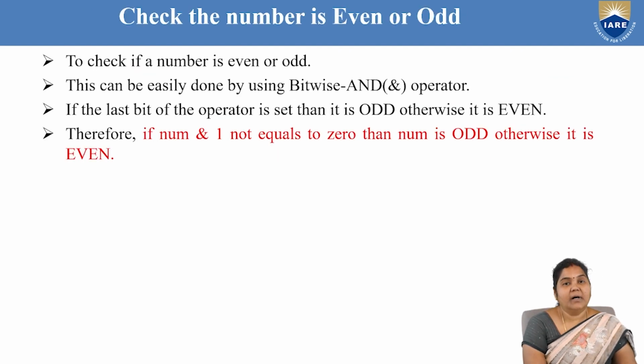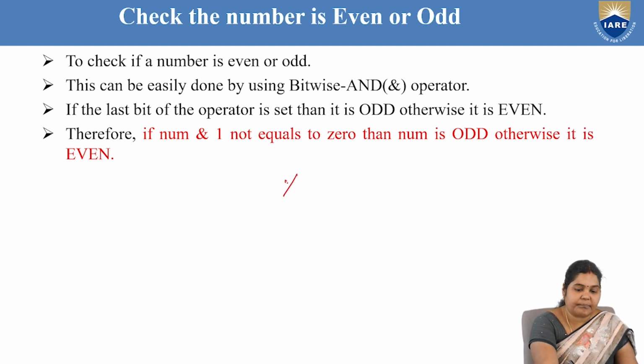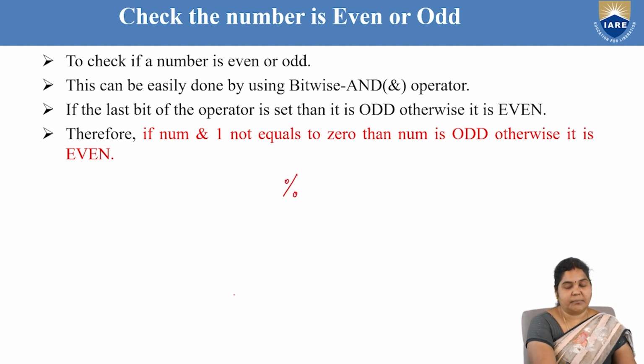Now let us come to programming and understand how the bit masking concept is used in programming. Bit masking is a very popular concept used in dynamic programming also. Now let us understand a basic program: how to check whether a particular number is even or odd. To check whether a number is even or odd, we very popularly use the modulus operator.